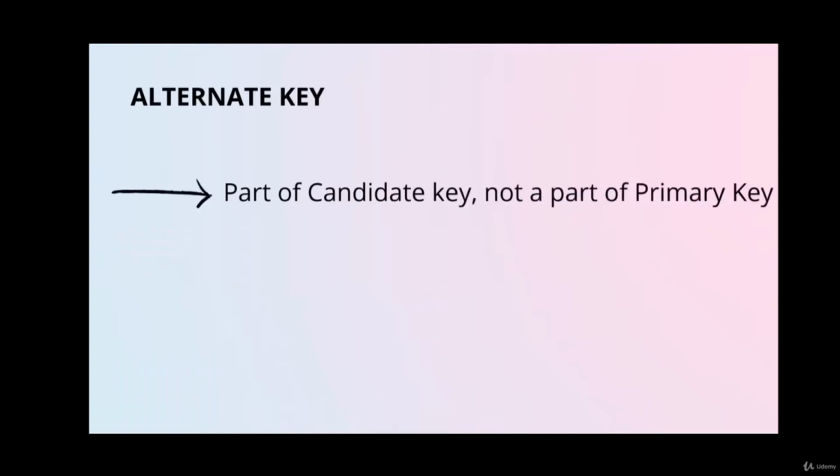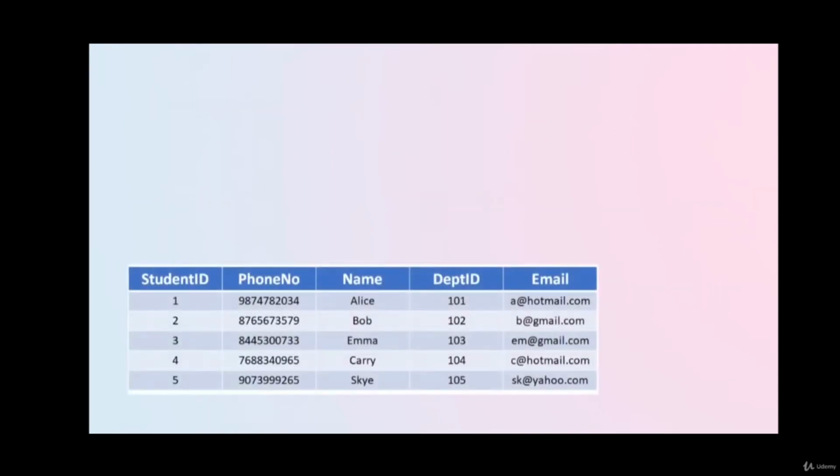Next key is the alternate key. Alternate key is a part of candidate key but not a part of primary key. It contains unique values. Therefore, all the remaining candidate keys which are not selected as primary keys will be called alternate keys. So in the previous example, we have selected student ID as the primary key, then email ID and phone number will be the alternate keys.